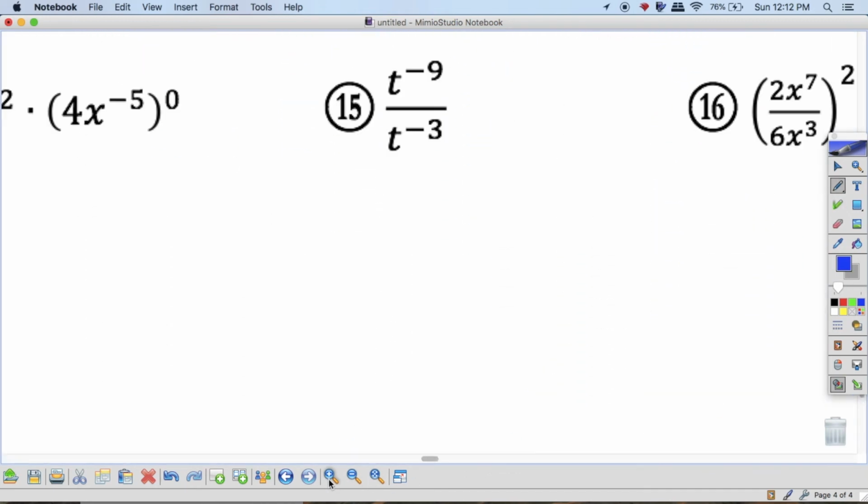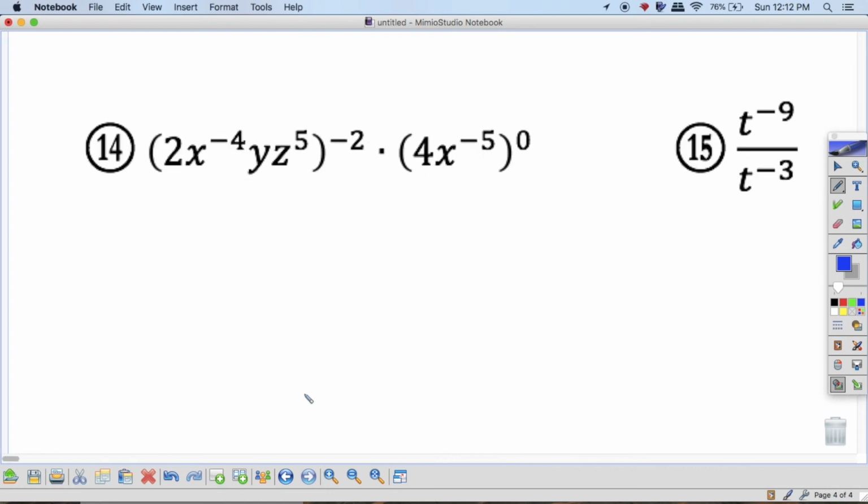Okay, a couple more. Number 14. I notice a 0 exponent stands out to me, and anything being raised to the 0 power I know is what? Anything raised to the 0 power is just 1. So what does that mean? That means that all of this is just 1 because it's being raised to the 0 power.